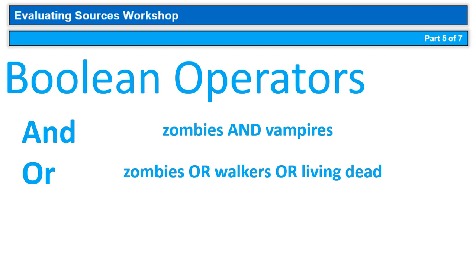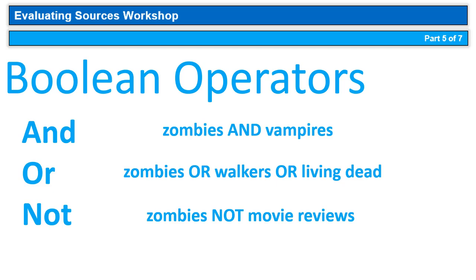The final Boolean operator is not. Not narrows your search by telling the database to eliminate all terms that follow. This is useful when you are interested in a very specific aspect of a topic, or if you want to exclude a certain type of sources. For example, if you want sources on zombies but don't want to include any movie reviews, you could structure your search as zombies, not movie reviews. Keep in mind that you should use not with caution, since it might remove some good search results.